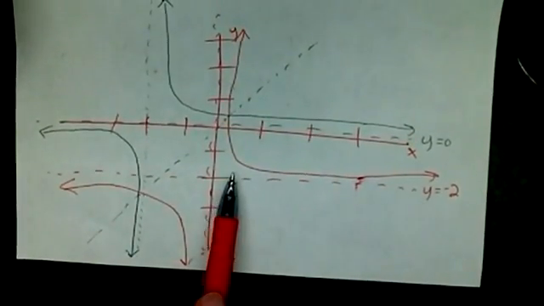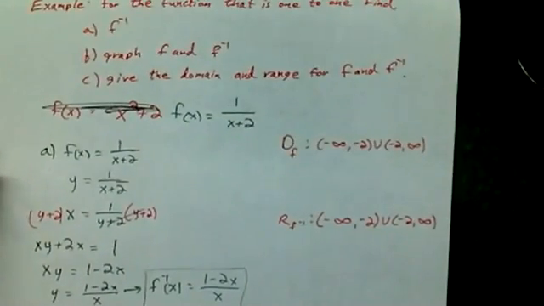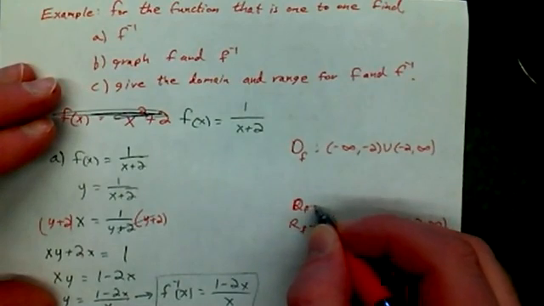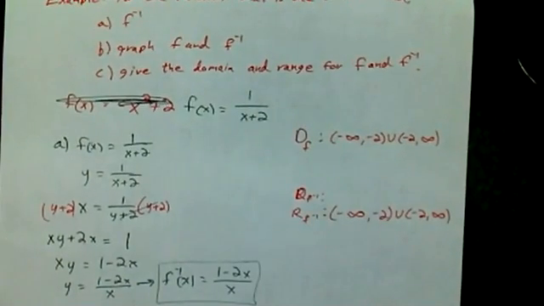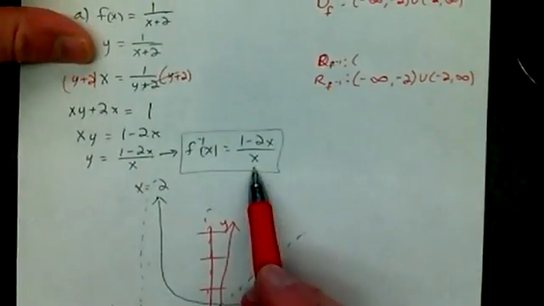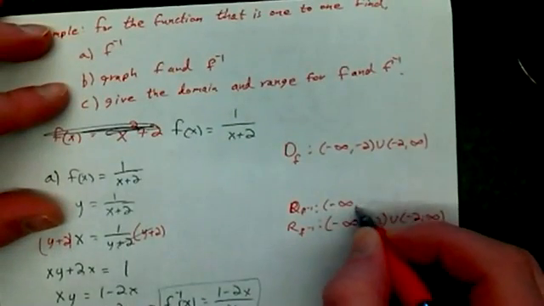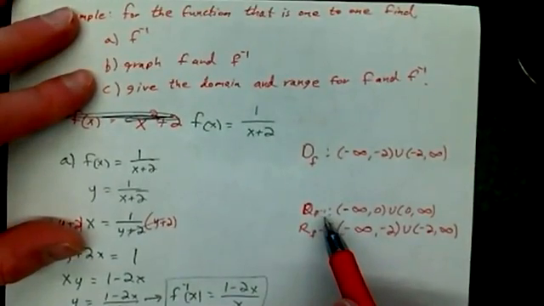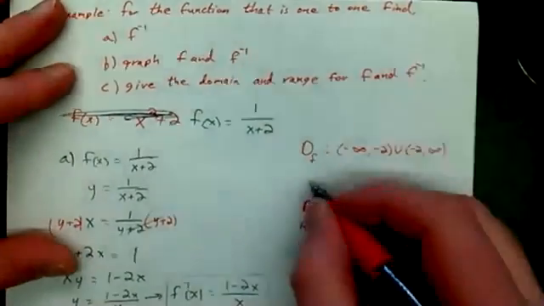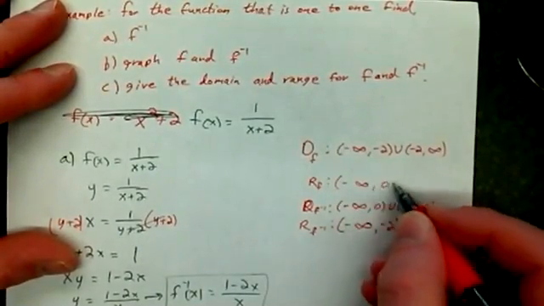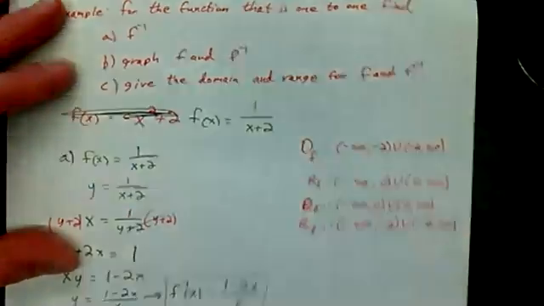And if you look at our graph, there's our horizontal asymptote. That does match up as expected. Well, what's the domain of f inverse? The domain of f inverse is everything where x is not equal to 0. You can see that right from here. So negative infinity to 0, union 0 to infinity. And of course, the domain of f inverse is equal to the range of f. Negative infinity to 0, union 0 to infinity.